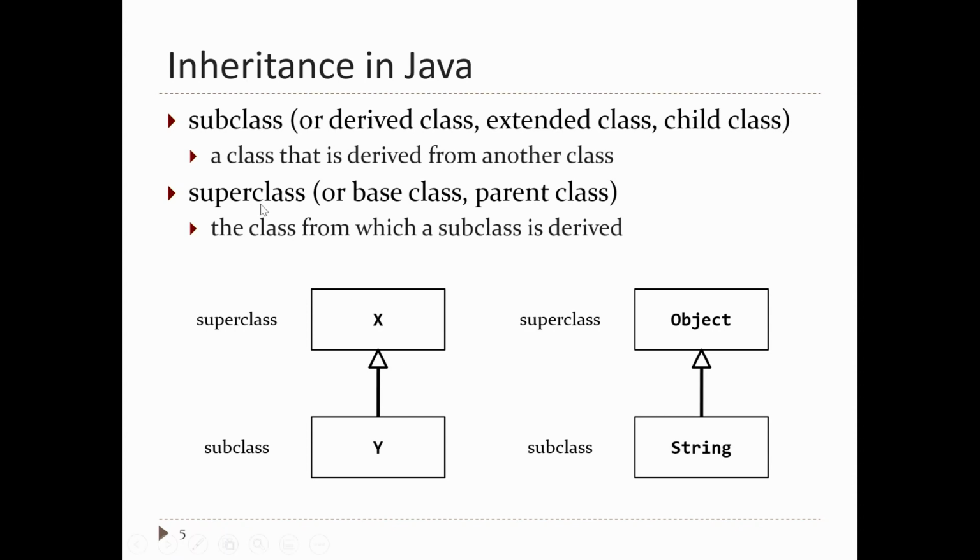The superclass, sometimes called the base class or parent class, is the class that the subclass is derived from. An example in Java would be Object. java.lang.Object is the superclass of String, and String is the subclass of Object. To be more specific, String is the immediate subclass of Object, and Y is the immediate subclass of X in this case.